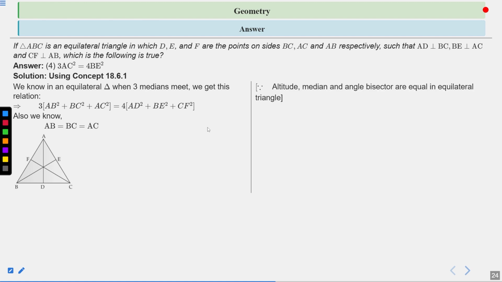Altitude, median, and angle bisector are equal in an equilateral triangle. We know that. So put the values in the above relation. We get 3 into 3 times AC square, which equals 4 times 3 into BE square. Now 3 will be cancelled out. So we get 3AC square equals 4BE square. Also, we can write it as AC square upon BE square ratio is 4:3. So the fourth one is the correct answer of this question. Next one.